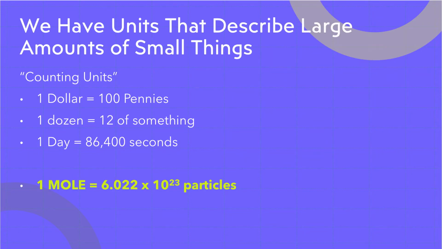The mole is a counting unit, just like a dollar, a dozen, a day, or anything else. It just indicates how many of any given thing. So I could say a mole of an element is 6.022 times 10 to the 23rd particles, or I could say a mole of bananas is 6.02 times 10 to the 23rd bananas. And so a mole is just a counting unit to describe a large amount of a small thing.